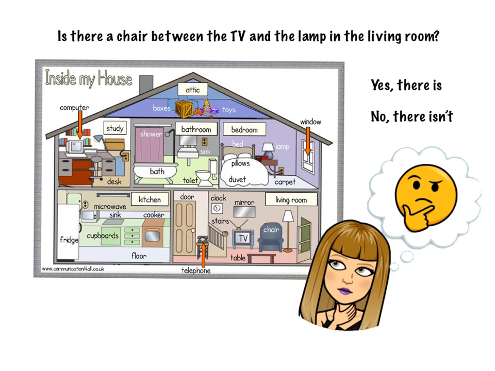Let's continue with the next one. Is there a chair between the TV and the lamp in the living room? What do you think? This is the living room. This is the TV, and this is the lamp. And here we have the chair. So, is there a chair between the TV and the lamp? Yes, there is. No, there isn't. What do you think? Yes, there is. Very good.